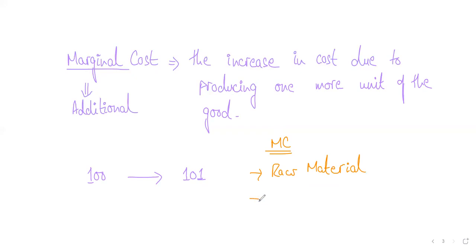Then the other thing that you would need to manufacture a table would be the labor. Obviously labor is not free. Most of the time we're paying labor hourly wages, so the more hours that labor puts in, the more wages you will be paying. Am I making sense or not? And then obviously there will be some other minor expenses, like painting the table, polishing the table, whatever it is. But these are the additional costs that you have to spend to produce one more table. So that is what marginal cost is: the increase in cost due to producing one more unit of the good.